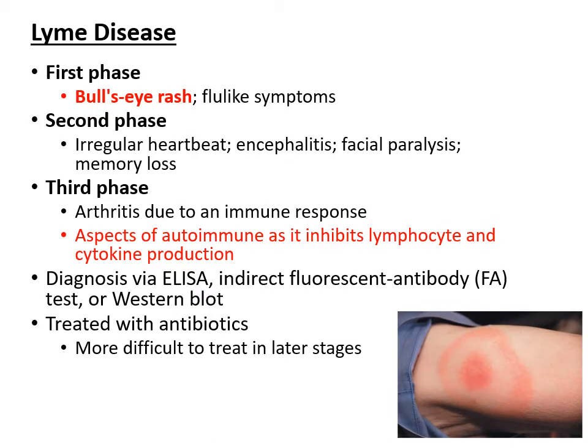Now, when we talk about Lyme disease, I want you to circle, star, highlight that bullseye rash, okay? That's the big first phase. You see the bullseye rash where you've been bitten, and you might get flu-like symptoms. The reason why I want you to circle this, first off, is I want you to always associate bullseye rash with Lyme disease.